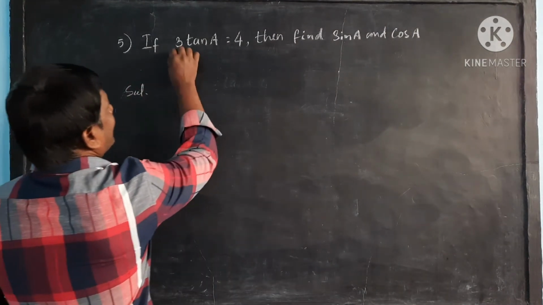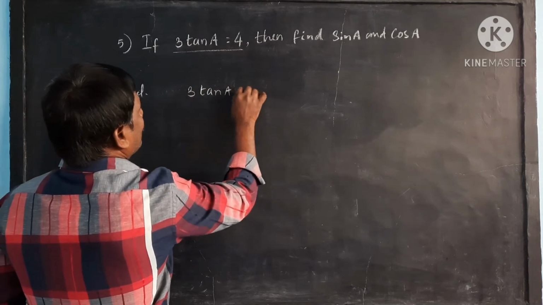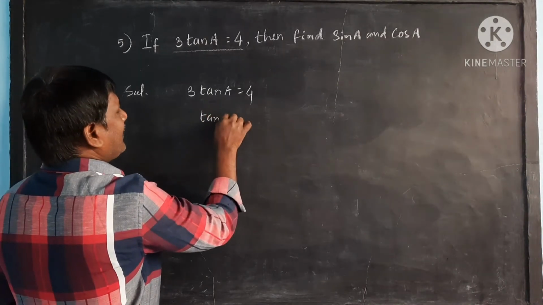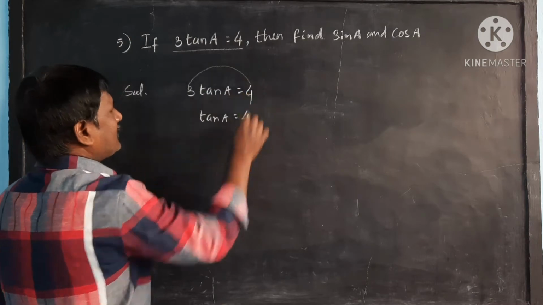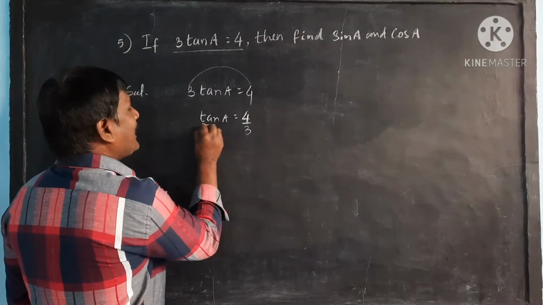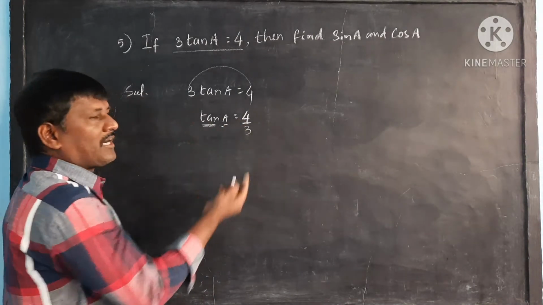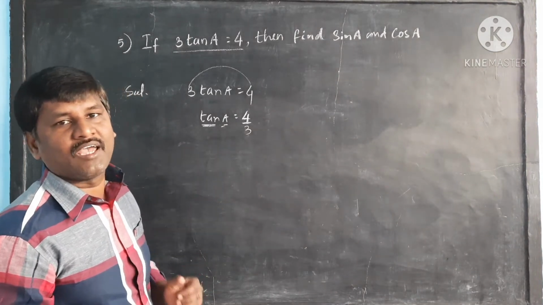First of all, you have to write the given part, which is 3 tan A is equal to 4. This can be written as tan A is equal to 4 by 3. This is because of transposing 3 from the left side to the right side. Here it is tan A. Tan angle A is equal to 4 by 3. Means we know that the trigonometric ratio tan is opposite side to angle A by adjacent side to angle A.